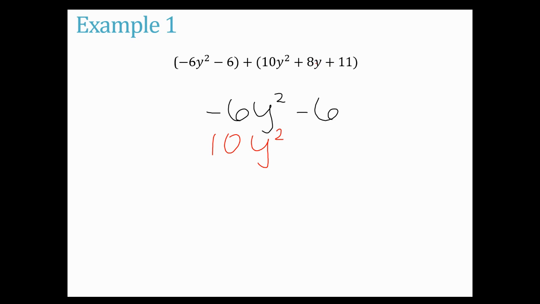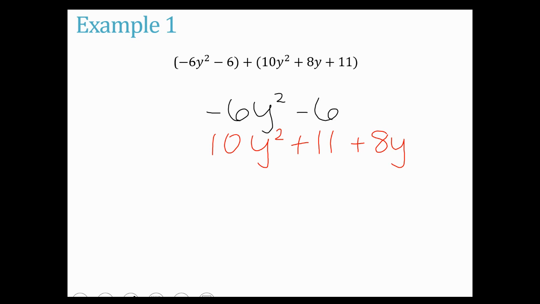Now 8y and negative 6, are those like terms? The answer is no. This has a y and this does not. So you cannot stack these because they're not like terms. So I'm going to skip over 8y for now, and I'm going to put this plus 11 right under this 6. The reason why I'm doing that is these are both constants. That means they both do not have a variable, making them like terms. But we can't forget our plus 8. So I'm going to just put that at the end.